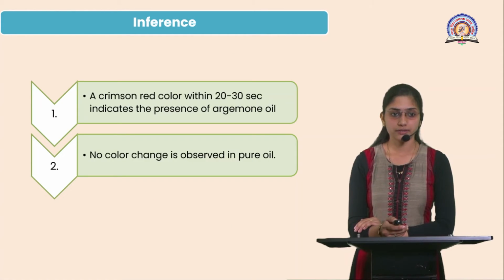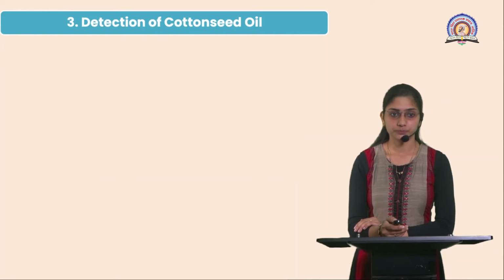Now, this is the result. A crimson red color within 20 to 30 seconds indicates the presence of Argemone oil, and if no color change is observed, it is pure oil. It means if red color is observed within 20 to 30 seconds after addition of all these solutions, then you can say that Argemone oil is there in the given sample. And if there is no color change, it confirms that the oil is pure.